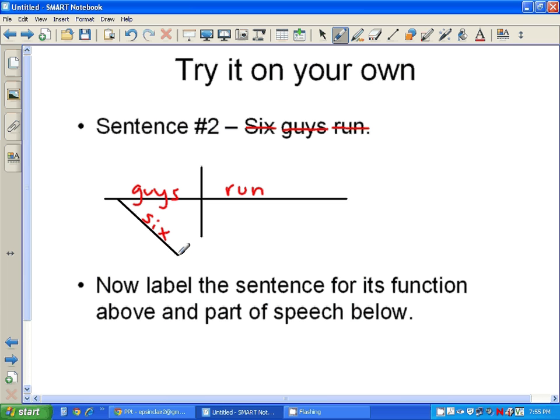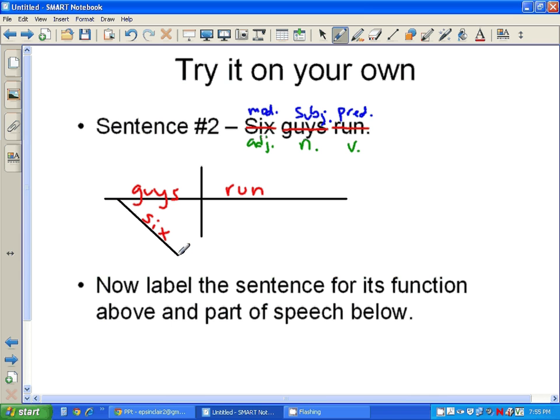Okay, now let's label the sentence for its function above and part of speech below. So function, again, we got our verb, which is going to be the predicate. Guys will be the subject. And then our adjective that's describing guys would be, once again, a modifier. Same thing here, part of speech. Six is an adjective describing guys. Guys is a noun. Run is a verb. Okay. There you go. Let's move on.